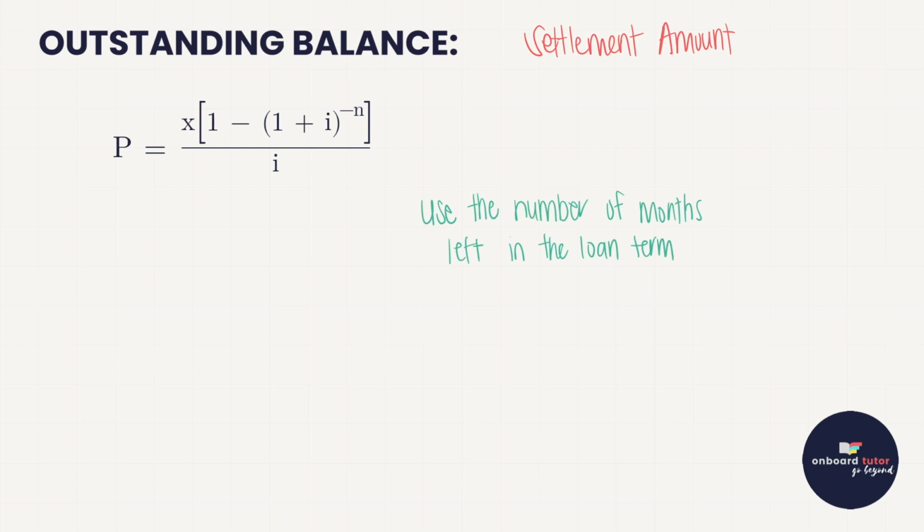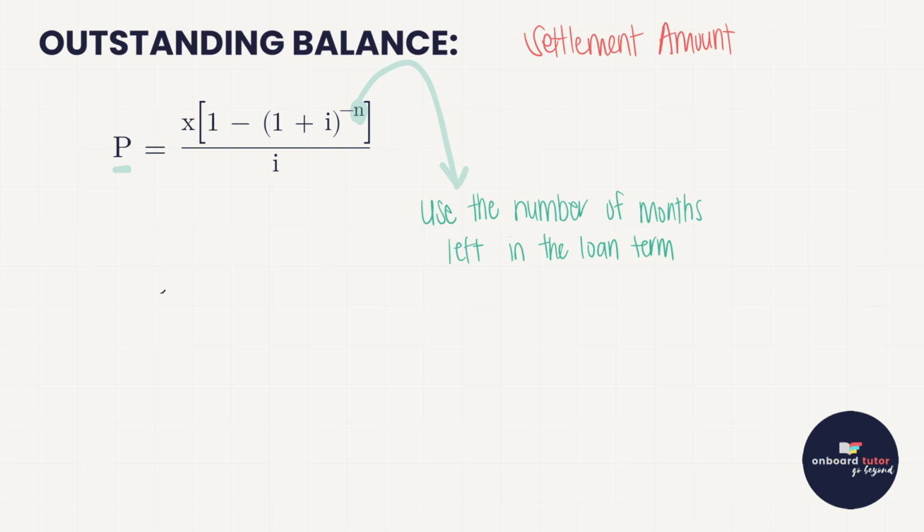Now, there are two main methods that you can use, but I certainly find this one to be the easiest. You take your standard present value formula, and here in the place of n, you use the number of months left in the loan term.